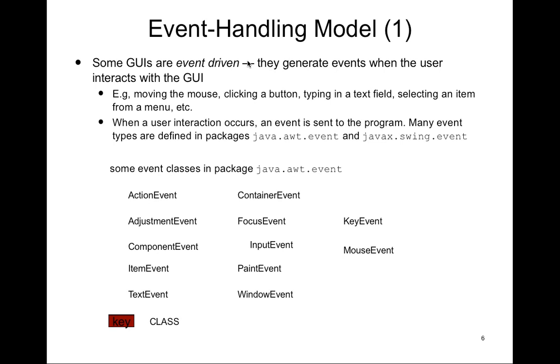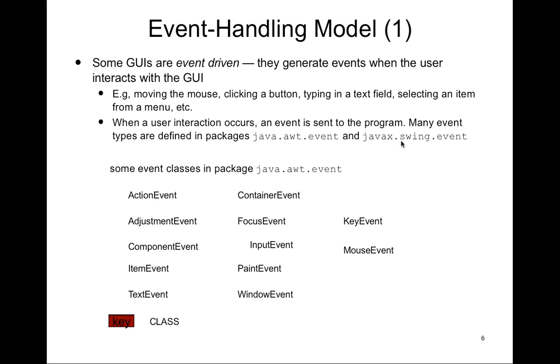Here we go back to the concept of event-driven behavior. Moving the mouse, we have the mouse over, and I'll show you an example of that. Clicking a button, typing in a text field, selecting an item from a menu: those are all events. When the user interaction occurs, the event is sent to the program. Many event types are defined in the Java AWT events. And then we also have swing.events, which is built on top of AWT.events.